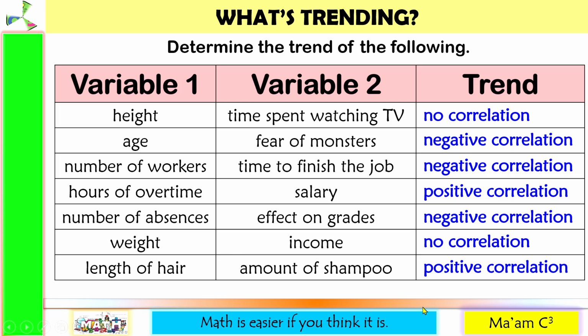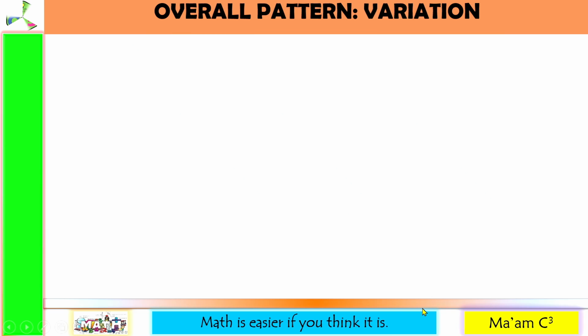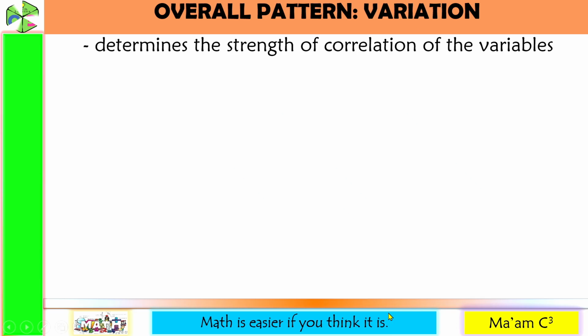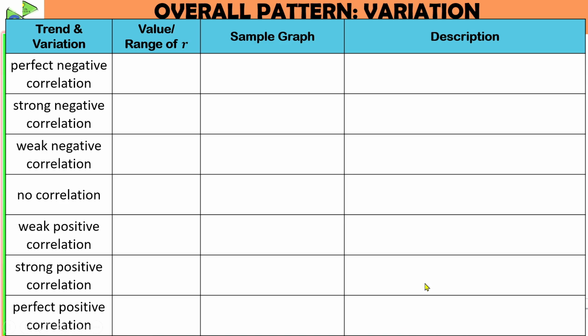Next one in overall pattern is the variation. The variation determines the strength of correlation of the variables. So here I have created a table. The variation may be perfect, strong, or weak, both for negative and positive correlation. And if there is none, then we have no correlation.